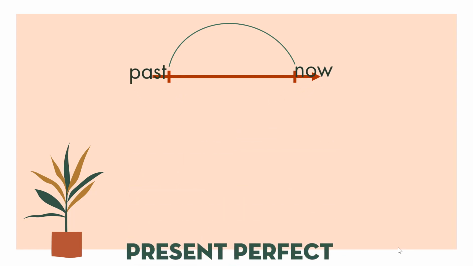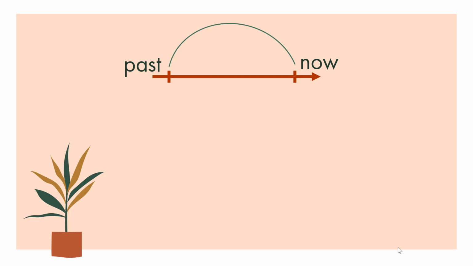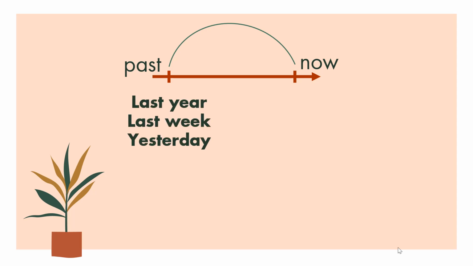So in order to help us get through this lesson, we have a timeline here. To the left, we have the past. This can be last year, last week, or yesterday. And if you look to the right, we have the future. And right now, we have the timestamp of now. And I will illustrate the connection between the past and now by using this line.